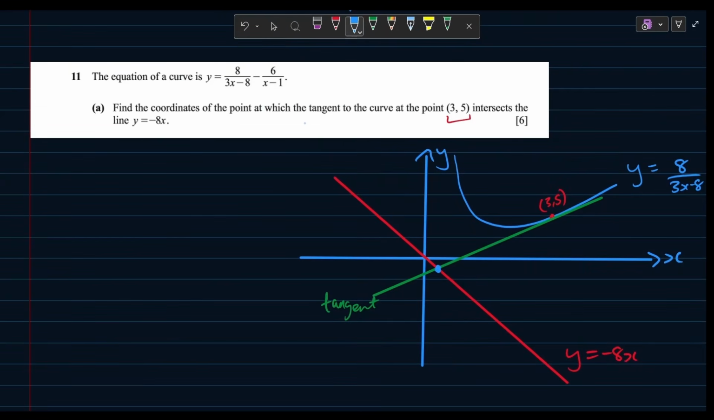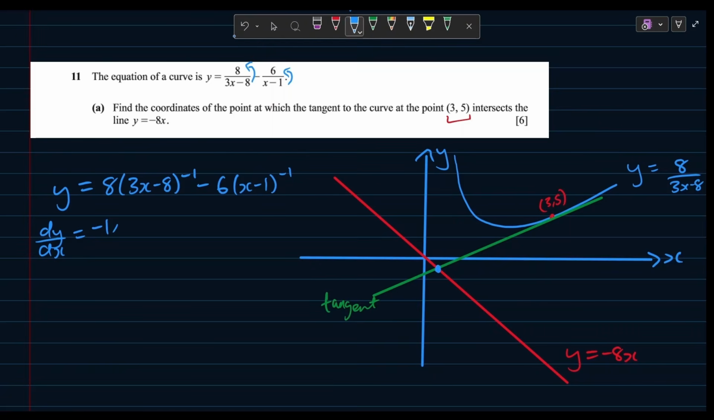Okay. So if I want my gradient of a tangent to the curve, remember that's just dy/dx. So I need to differentiate. So I'm going to rewrite y as 8 times, I want to bring my denominator up. So I end up having (3x minus 8) to the negative 1 minus 6. I want to do the same thing here. So times (x minus 1) to the negative 1. And so here I've got dy/dx is equal to, so to differentiate, bring down this negative 1.